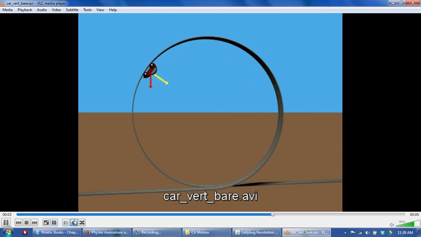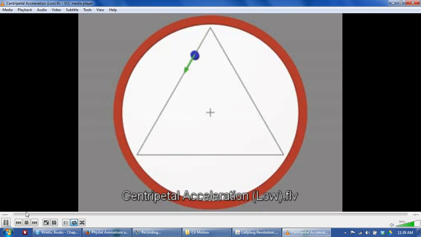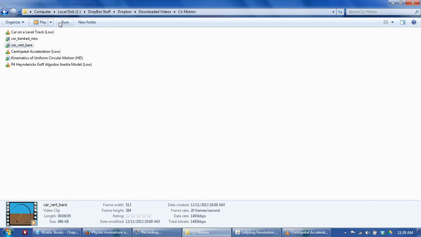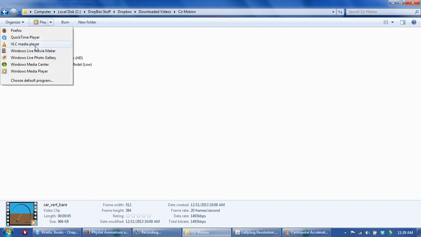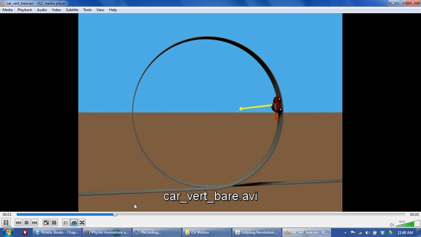When a car wants to go around a loop-to-loop, whoops, I don't want that because I have so many files open. So we're going to play this one again. You can see the car here.